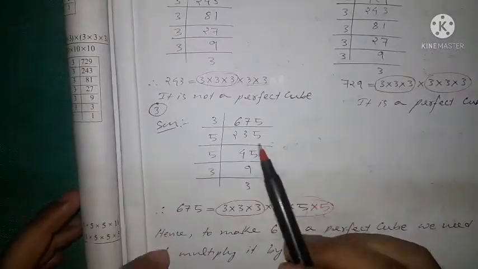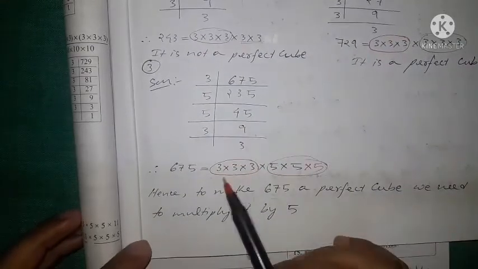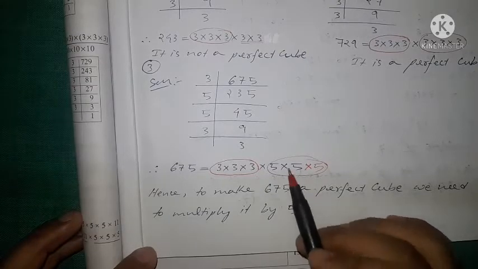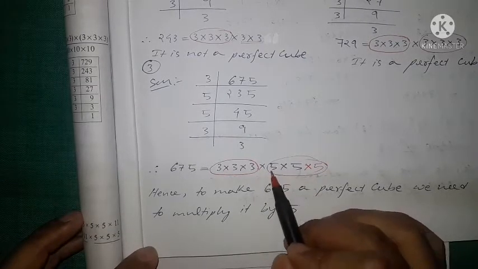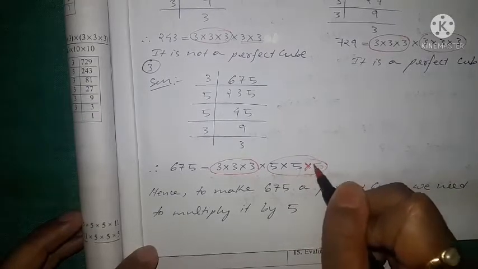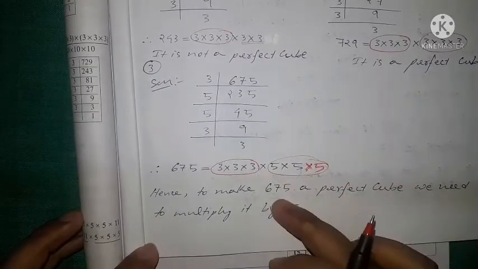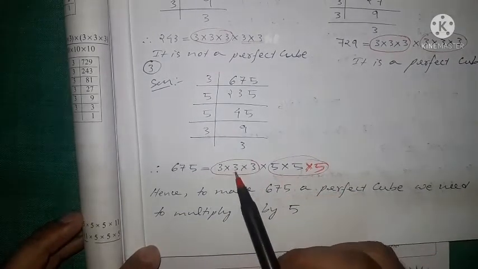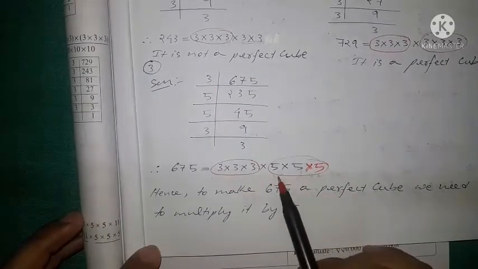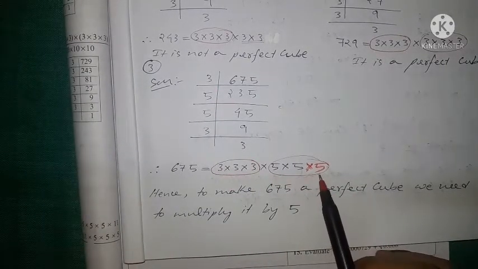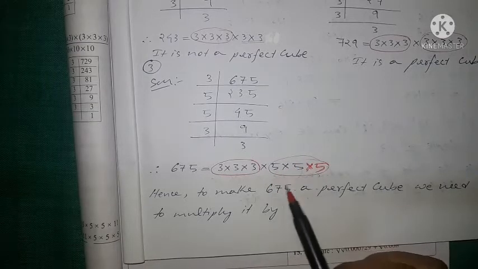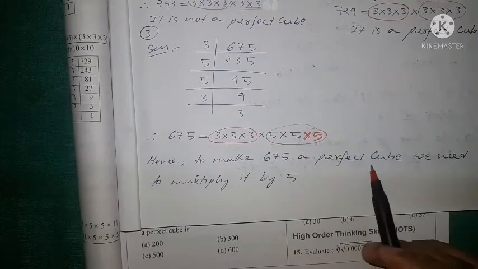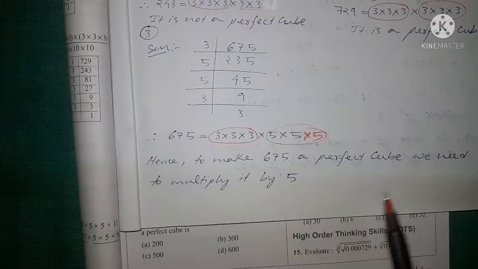So we do the prime factorization of 675. It is 3 into 3 into 3 into 5 into 5 into 5. Wait, at the beginning these two 5s are left alone. If we multiply another 5 with these, it will form a group, because these two 5s are left out after forming the group and are not forming a group. So in order to make it a group, we must multiply it by 5. Hence, to make 675 a perfect cube, we need to multiply it by 5.